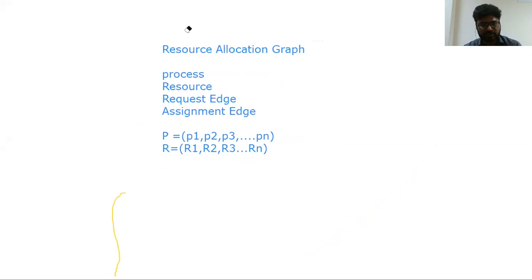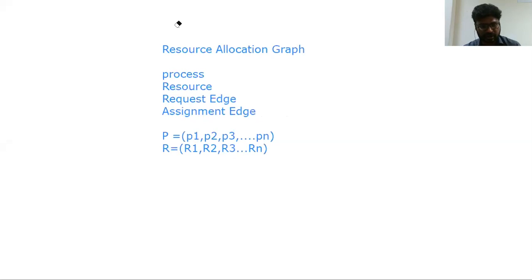Now I am going to give a diagrammatical representation for this resource allocation graph. I am going to use the draw tool here. I hope you know my drawing and handwriting is a bit poor, so please adjust to that. Anyway, I'm going to share the content with you, but please make note of it.